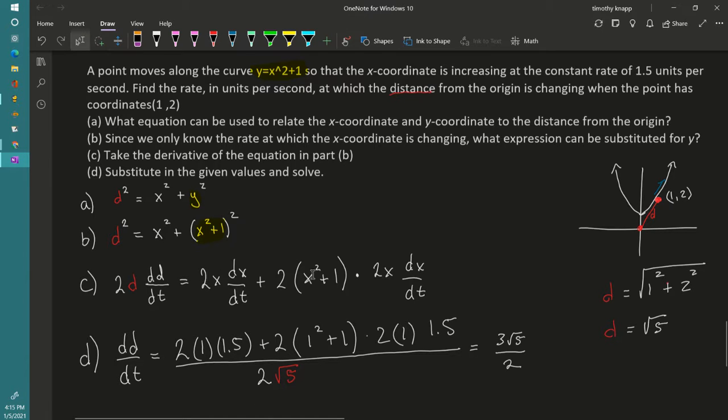And now all of these things up in here, we know. So this is a 2, so we write it. x is the x coordinate. We know that that's a 1, okay? This is the rate of change of x, or 1.5. So this is going to be another 1 over here. This is going to be another 1 over here. And then this is going to be another 1.5. And when you simplify all this down, you end up getting 3 root 5 over 2.